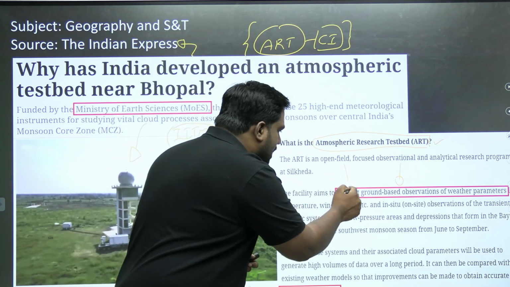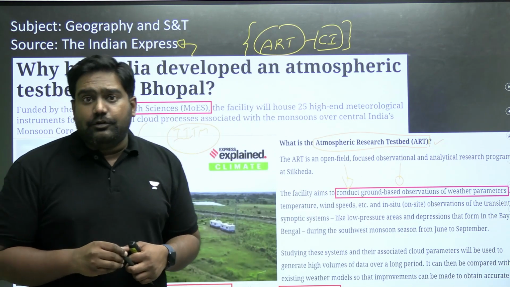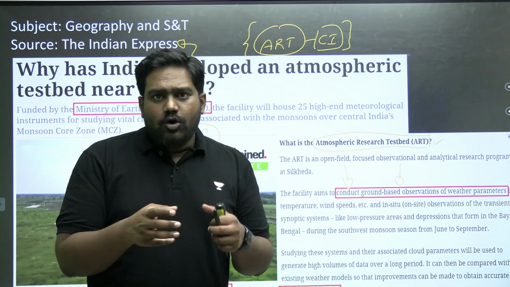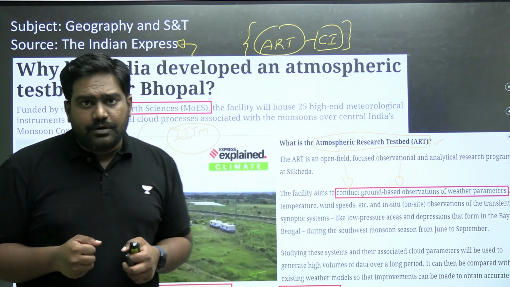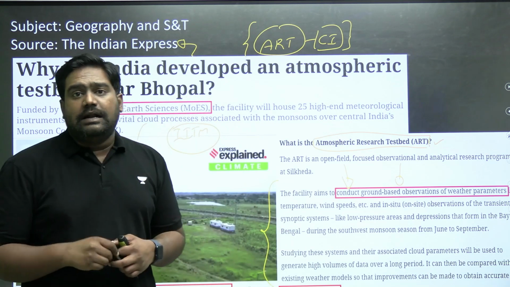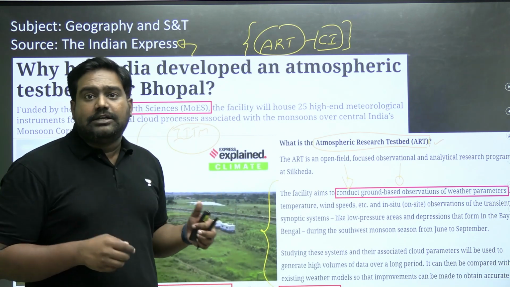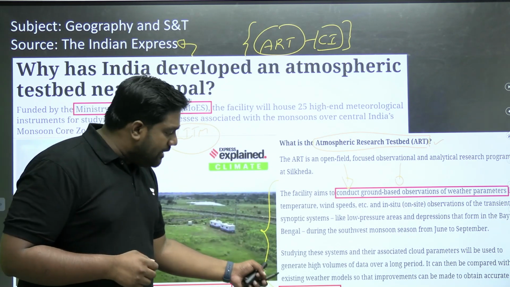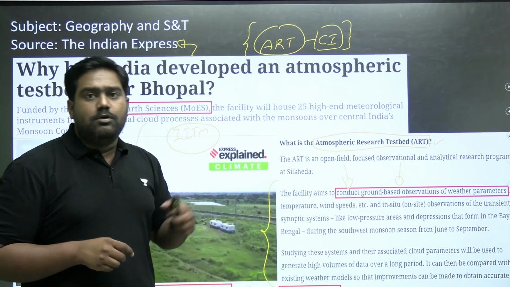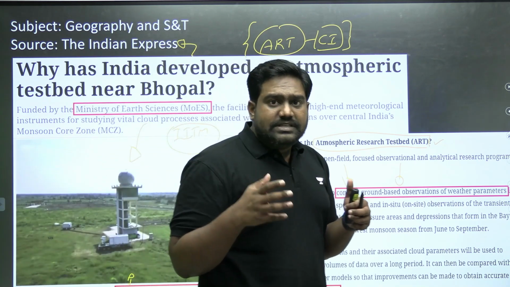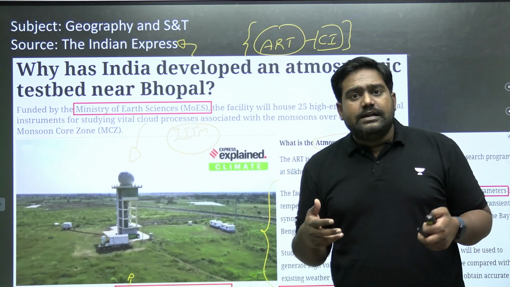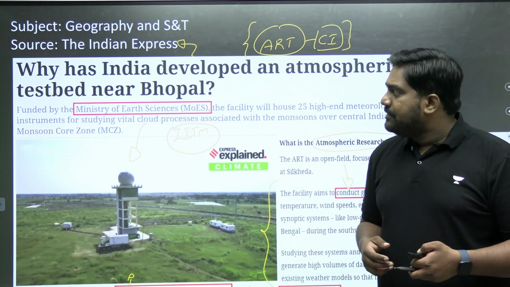So the location of this project has been very carefully chosen and it is located right in the middle of India's core monsoon zone. So this project will essentially help in better understanding the rainfall pattern in the core monsoon zone and also to make more accurate predictions of rainfall in the core monsoon zone. Now this region is very vital for India because this is considered as the food bowl of India.